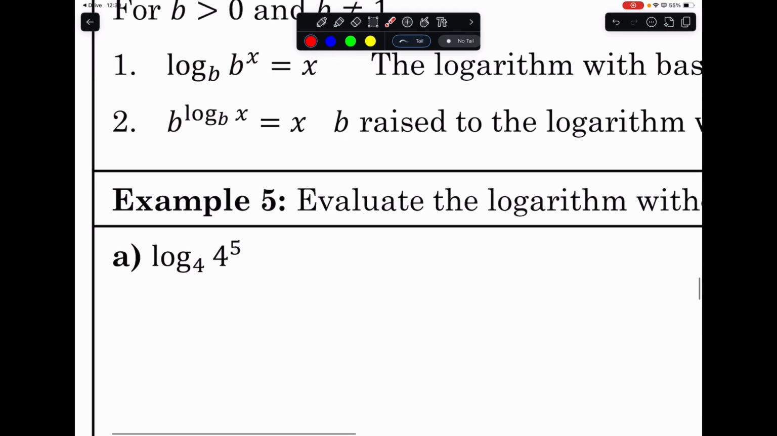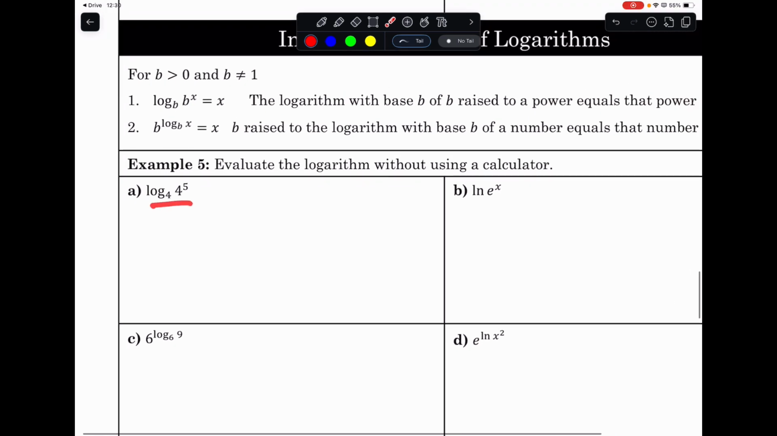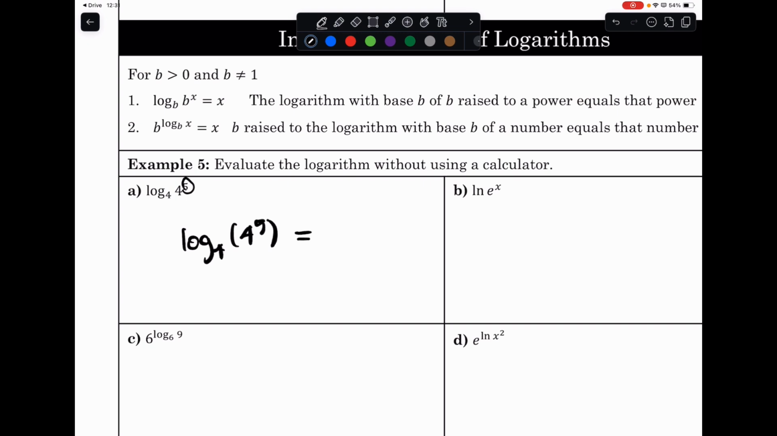So for example 5, to evaluate a and b, that applies again to this property right here. Since the base and the exponent are the same, these two things are going to cancel each other out, and the only thing that's going to be left is the exponent of 5. So the log base 4 of 4 to the 5th power is simply the exponent of 5 to this base that we have here. And again, that matches that right there.